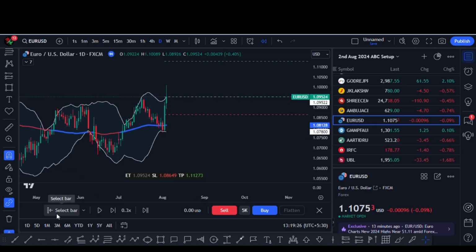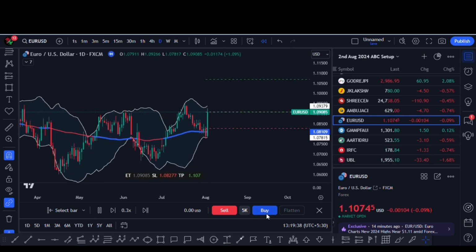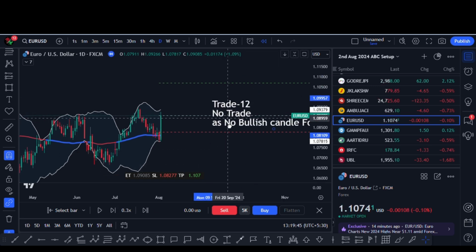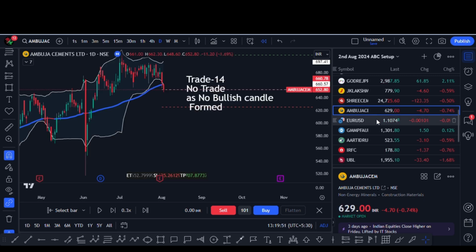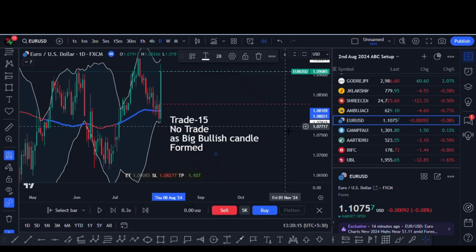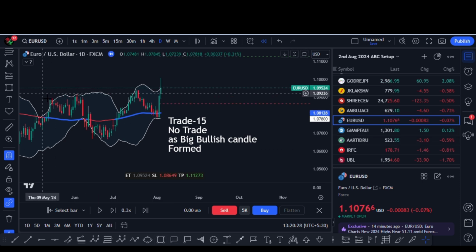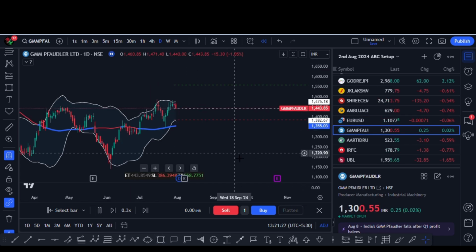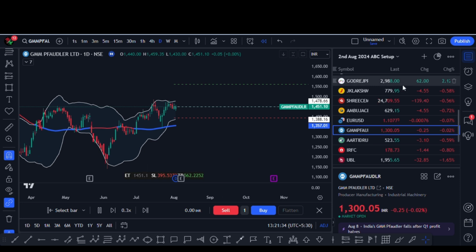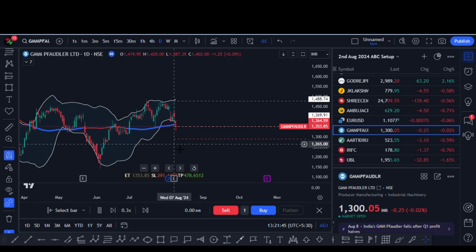Big king candle. No trade please. Flat is MA, so this is no trade setup for ABC strategy.